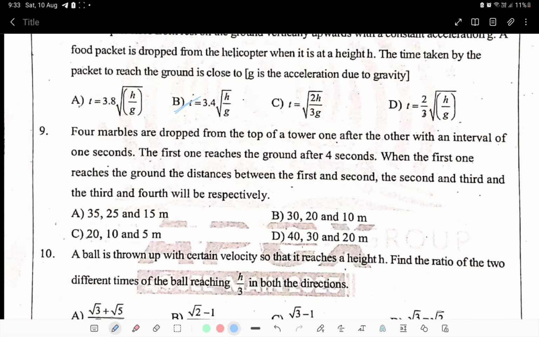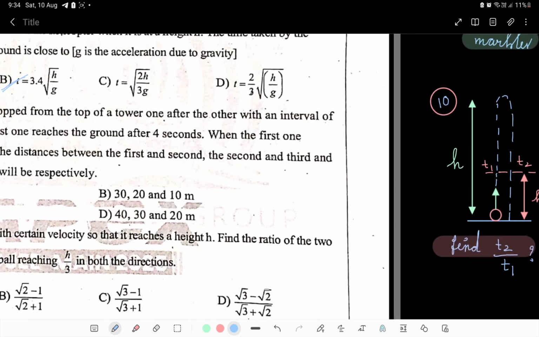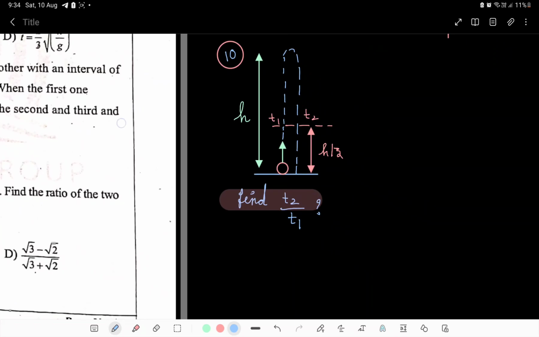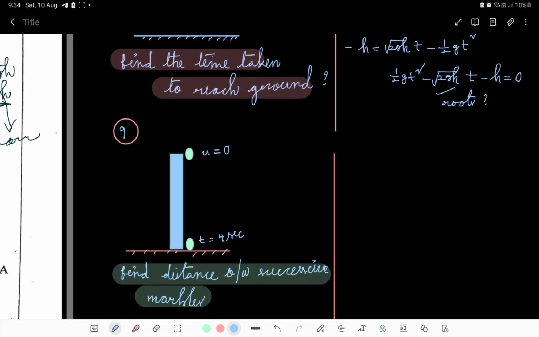Question number 9. Four marbles are dropped from the top of a tower, one after the other, with an interval of 1 second. The first one reaches the ground after 4 seconds. When the first one reaches the ground, find the distance between the first and second, second and third, and third and fourth. So this was the diagram, and it takes 4 seconds to come down. That is free fall, therefore h = (1/2)gt².